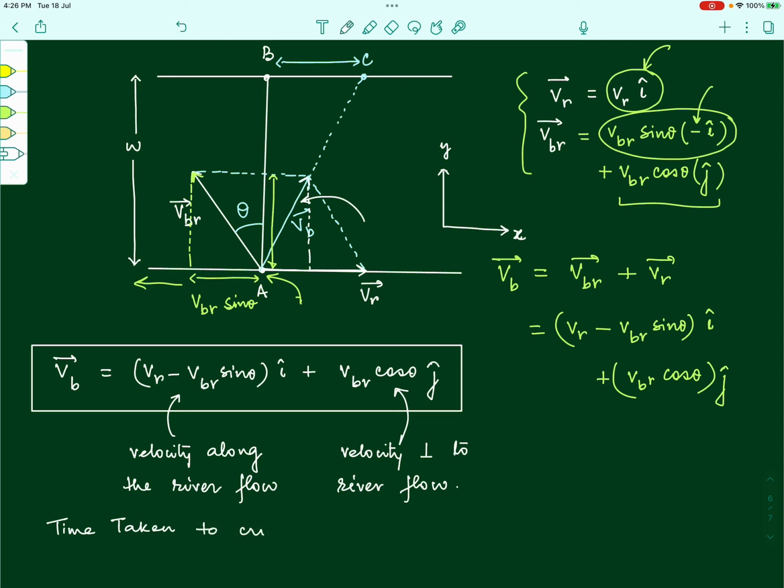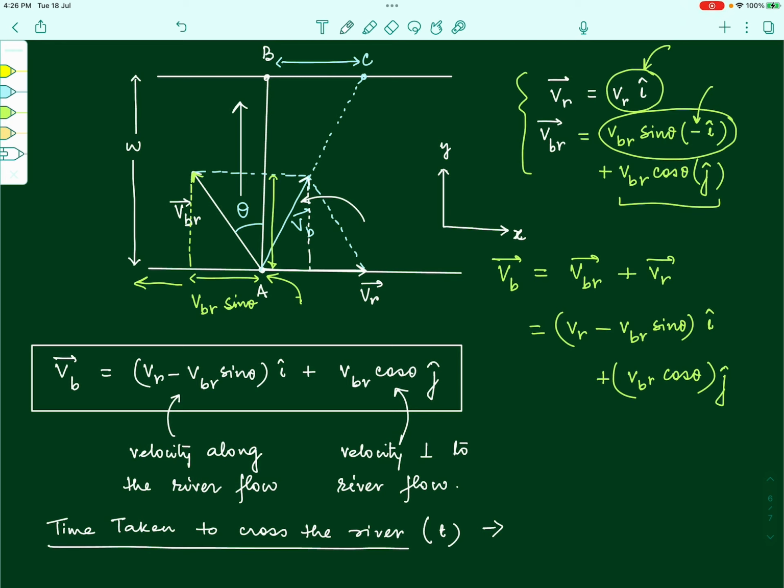Time taken to cross the river. To find out the time taken to cross the river, we will consider the motion of the boat along the y-axis. We have already seen in projectile motion that we can always split a two-dimensional motion along two mutually perpendicular directions, and we can study both those motions separately, independent of each other. So, right now we are only discussing the y-directional motion, that is across the river along this direction.